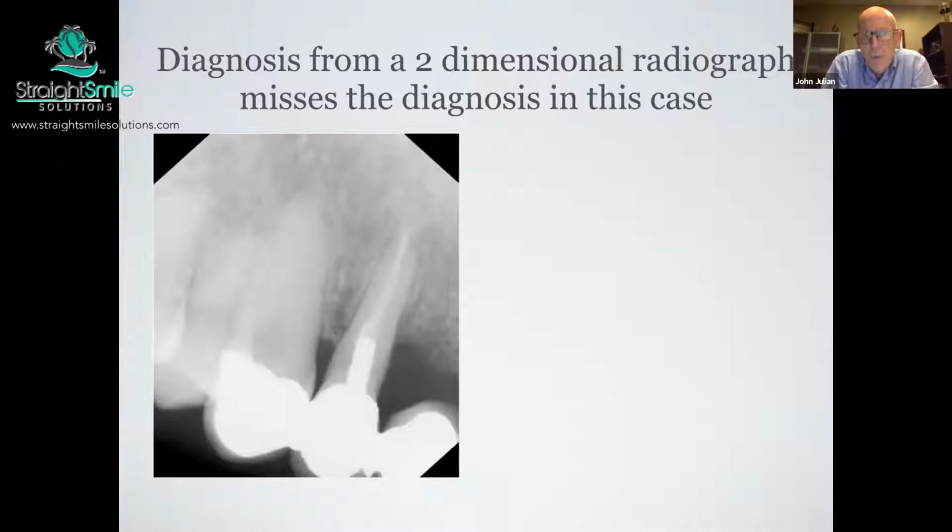Now, from the general dentist point of view, we look at these pictures all day long, two-dimensional, periapicals, or Panorex images.